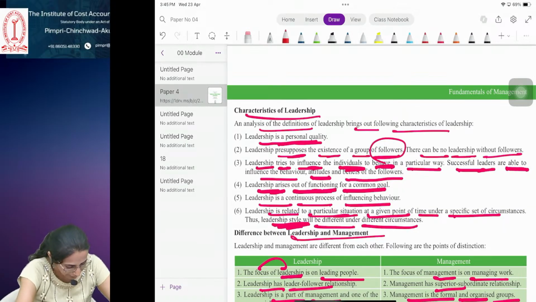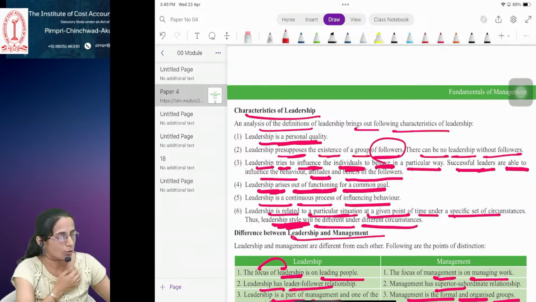Next is democratic. Under this system, goals are set and work-related decisions are taken by the subordinates.